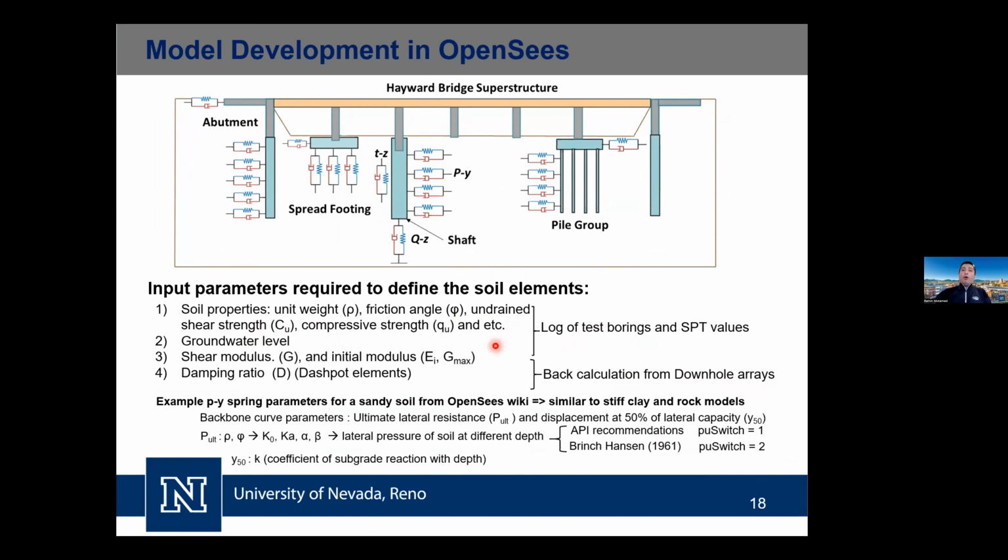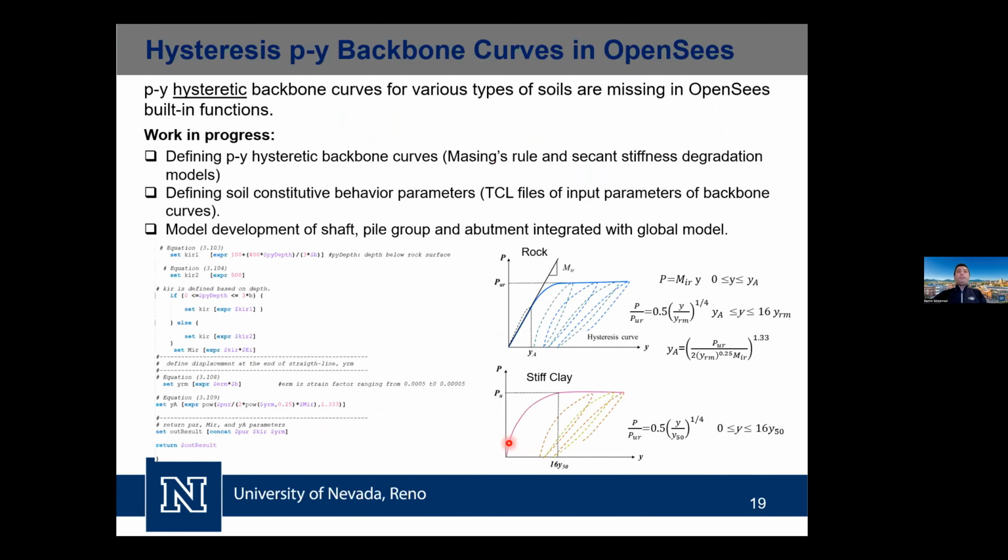In the OpenSees wiki, you can find example P-Y springs for sands, which you see here. But relevant to our project, we are using similar ones applicable to stiff clays and rocks. Our current work involves defining the hysteresis response, because these are the backbone curves of the P-Y models. We already have those for the different geomaterials in this project.